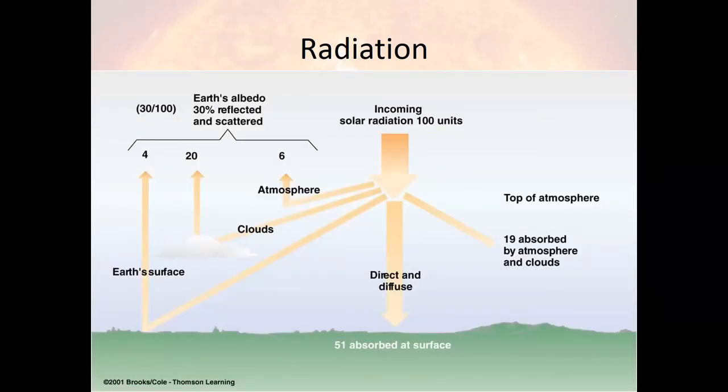So again, here's how this works. If we have 100 units of radiation coming down, of those 100 units, 51 of them reach the surface and are absorbed. 19 of them are absorbed by the atmosphere and the clouds. And then the other 30% are reflected. 4% by the surface of the Earth, 20% by clouds, 6% by the atmosphere. And this is also done through scattering. And we actually have a fancy name for this 30%. We call this albedo. We're going to talk more about that in a couple of minutes.